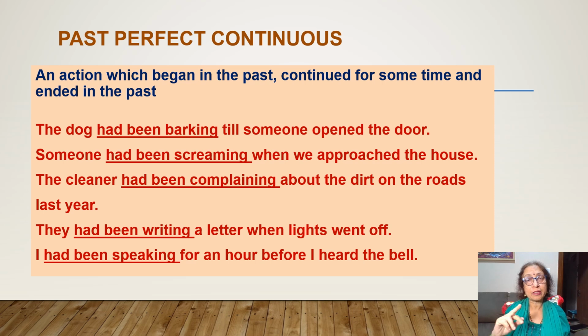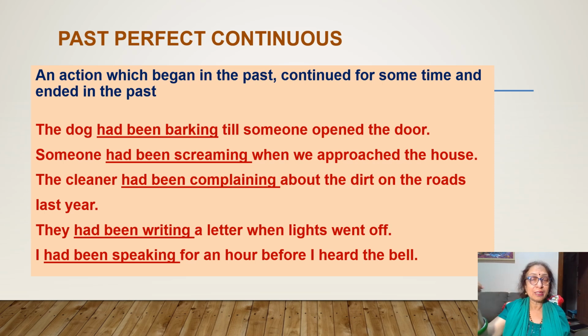So the two actions are clear, but the first action is completed and then the second action starts, or the second action completes the first action. This kind of meaning you have to have. That point about completion is what the word perfect indicates, and continuous indicates that it is on for a period of time. An action which began in the past, continued for some time, and ended in the past. That ended point is important. The dog had been barking till someone opened the door.